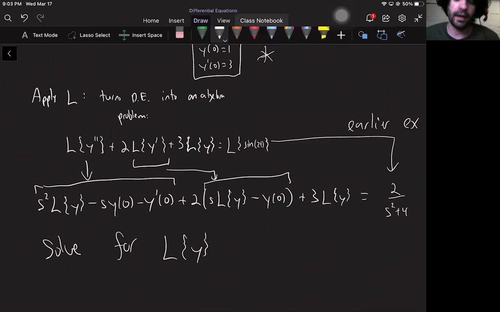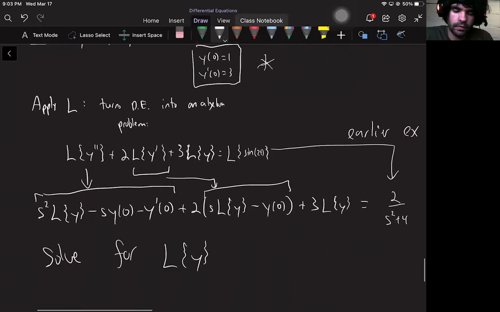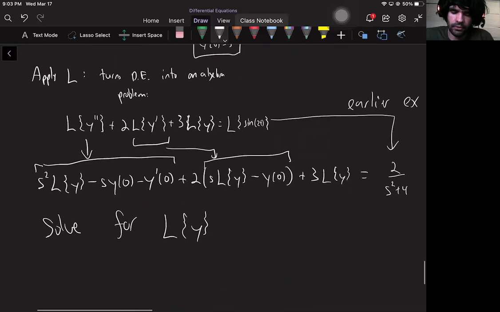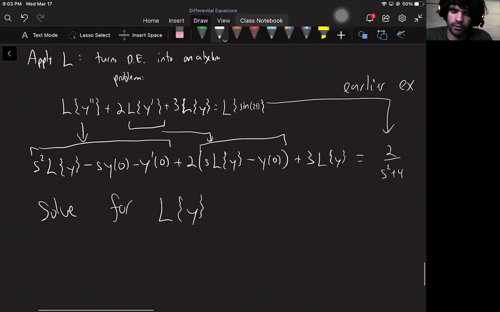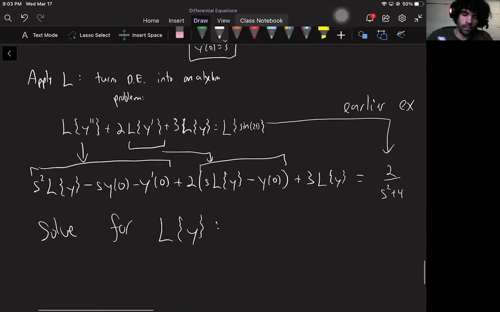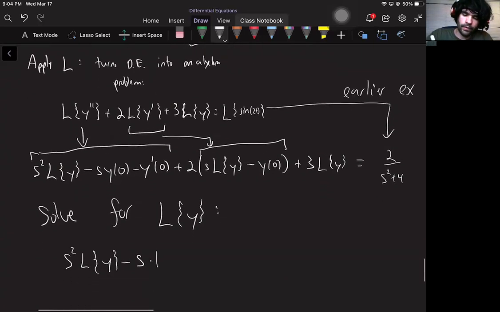So the idea is that I have my function y of t or y of x. I guess it's y of t in this situation because I used t over here. And I have its Laplace transform. And if I could solve for it, then maybe I'll be able to solve the differential equation. Okay, so anyway, I'm going to plug these guys in. So y of 0 is 1. Y prime of 0 is 3.